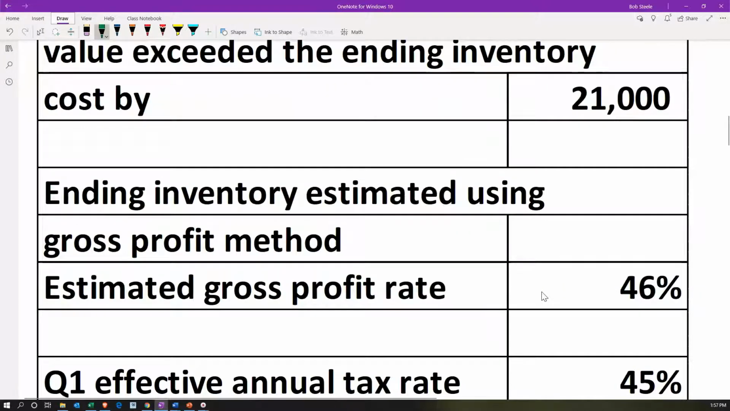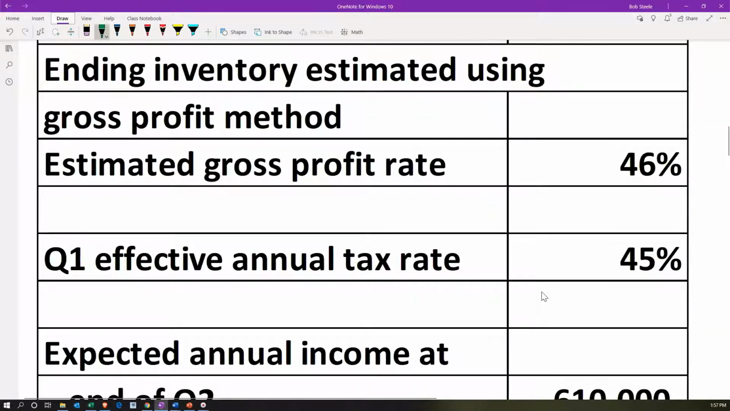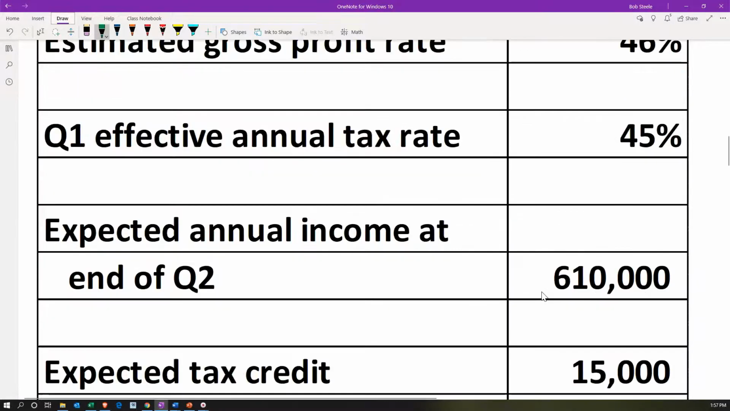And this will be a little bit of a difference, a twist in our problem, where the ending inventory estimate using the gross profit method, estimated gross profit is going to be 46%. Then we have the Q1 effective annual tax rate. So the effective annual tax rate that was calculated for the first quarter.